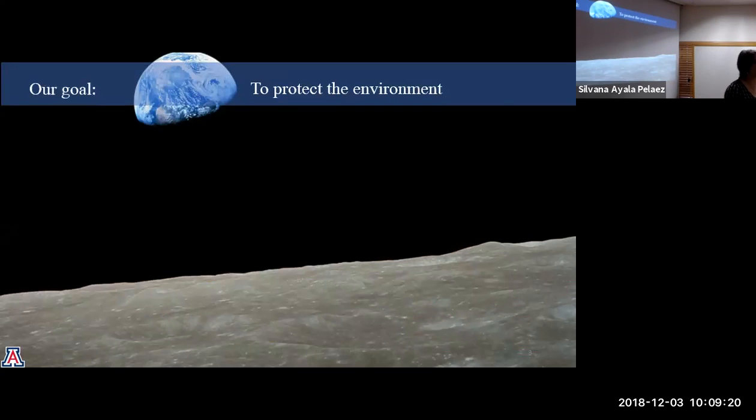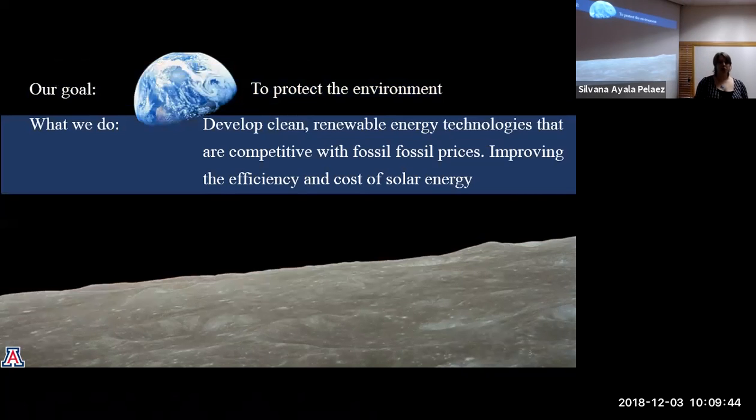So our goal overall, and this is like taking a big step back, is to protect the environment. That's why everybody that works in solar is there. I really like this picture, and I chose it as a background because this is the first time that we as humans saw the Earth, the little bubble. That's when all of the environmental movement started, when we realized how important it was to protect our environment. So our goal is to protect it. What we do, people working on solar, is we develop clean, renewable energy technologies that are competitive with fossil fuels. Fossil fuels is gas, natural gas, all of that. We want to improve the efficiency and the cost of solar energy so that at some point we are just using natural, clean energy.